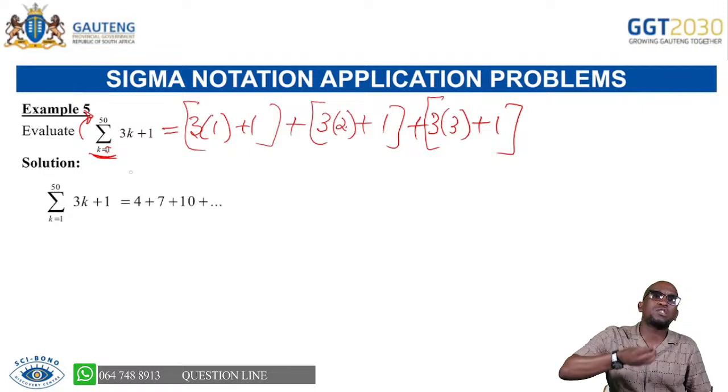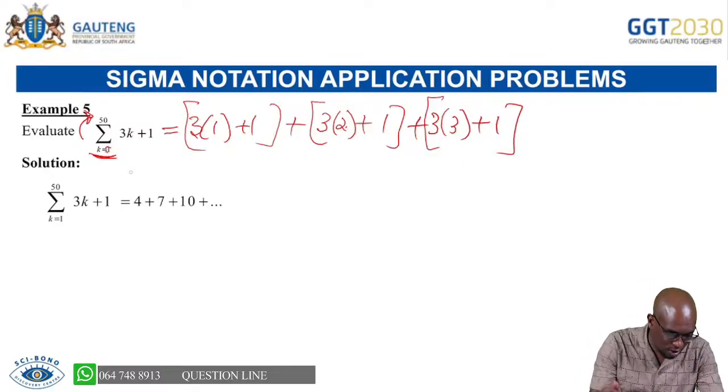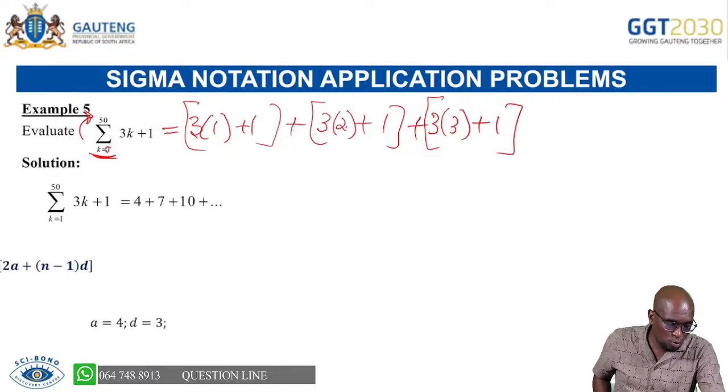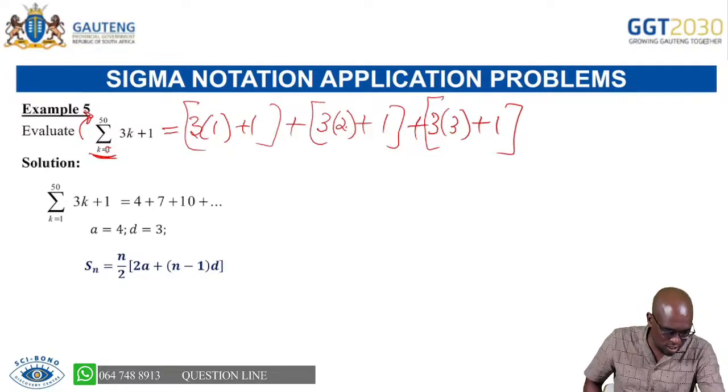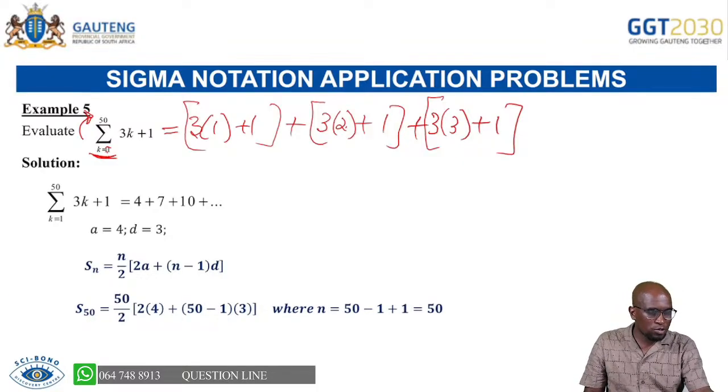We are going to use them to check whether it's arithmetic or geometric. If it's arithmetic, it means we'll use the formula for arithmetic terms. Now if you check this one, 7 minus 4 is 3, 10 minus 7 is 3, which means it's arithmetic. So we need to identify a and d, and then we use the formula to add arithmetic terms, right? So if we do that, we are going to substitute 50 over 2.